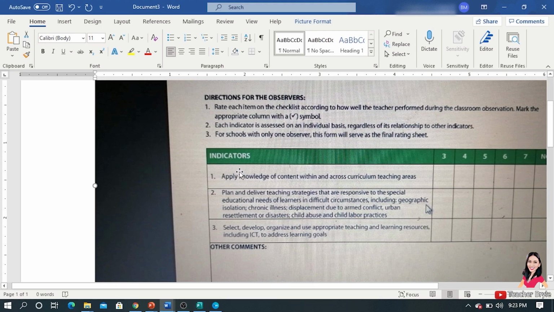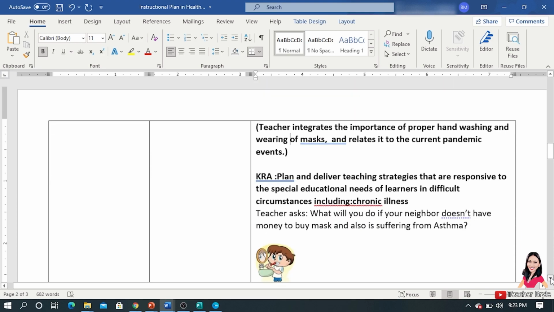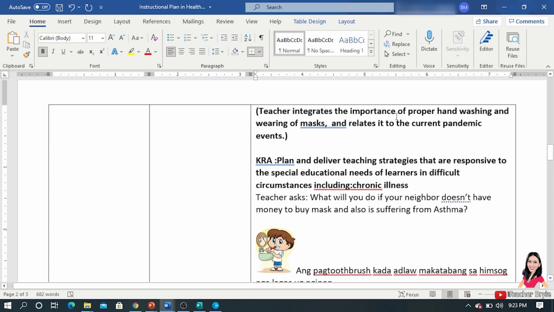So here, our second indicator, plan and deliver teaching strategies that are responsive to the special educational needs of learners in difficult circumstances, including geographic isolation, chronic illness, displacement due to armed conflict, urban resettlement or disasters, child abuse and child labor practices. So I inserted it here, the second indicator, in my instructional plan and also during my classroom observation. So teacher integrates the importance of proper hand washing and wearing of masks and relates it to the current pandemic events.